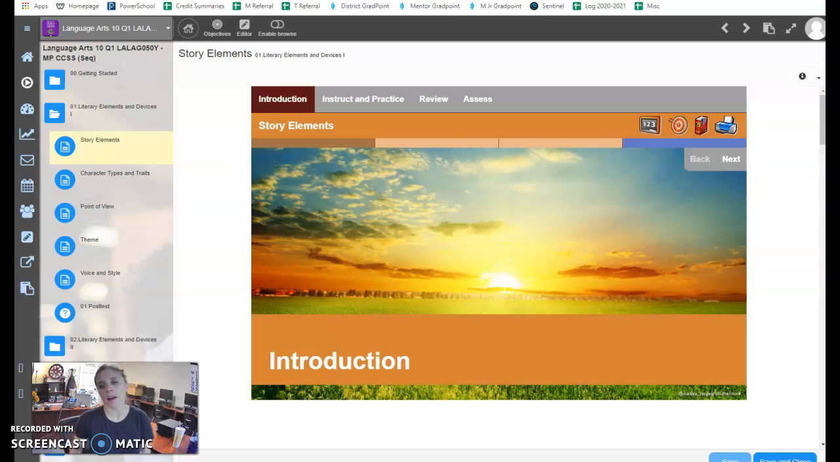Williams again. A couple people have been encountering issues with Gradpoint. This is a Gradpoint issue that's occurring nationwide. It's going to be fixed hopefully by the beginning of first quarter. But in the meantime, we're going to have to deal with little glitches and bugs going on. This is an example of one of the glitches and bugs that's going on with Gradpoint.